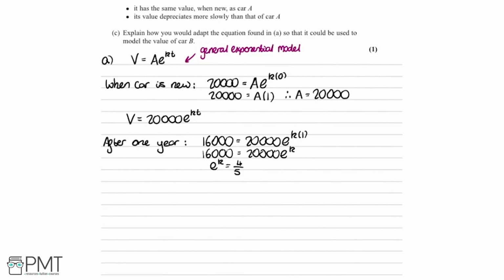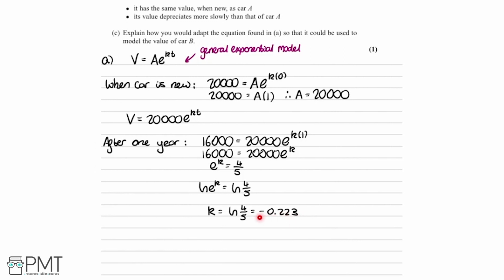And now we want to make K the subject. So what we can do is take the natural logs of both sides. So if we do the natural log of E to the K equals the natural log of 4/5. What then happens is the natural log of E just becomes 1. So we've got that K equals the natural log of 4/5 like this. And if we evaluate that in the calculator, to 3 decimal places, we get minus 0.223.